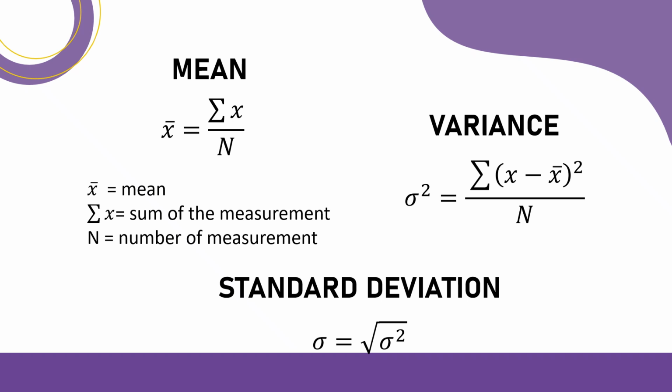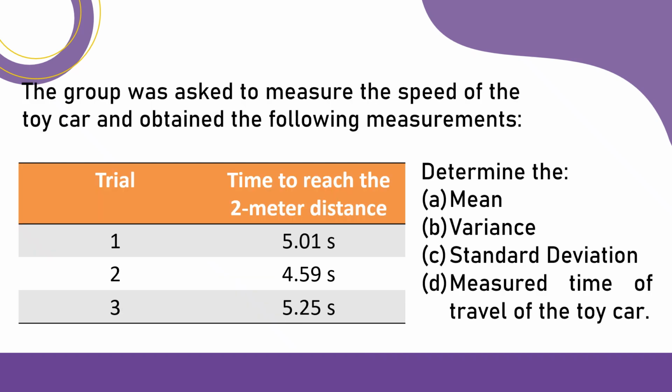Let's try solving one problem. The group was asked to measure the speed of a toy car and obtain the following measurements. In the table, we have trial 1, 2, and 3, and the times to reach the 2-meter distance are 5.01 seconds, 4.59 seconds, and 5.25 seconds. The question is, you need to determine the mean, variance, standard deviation, and the measured time of travel of the toy car.